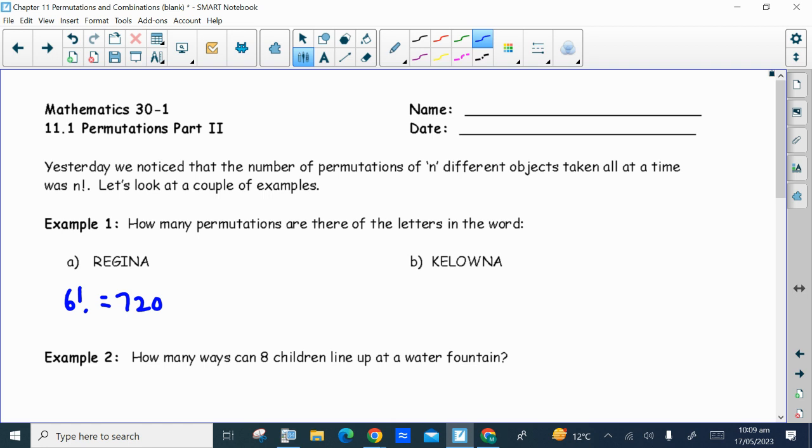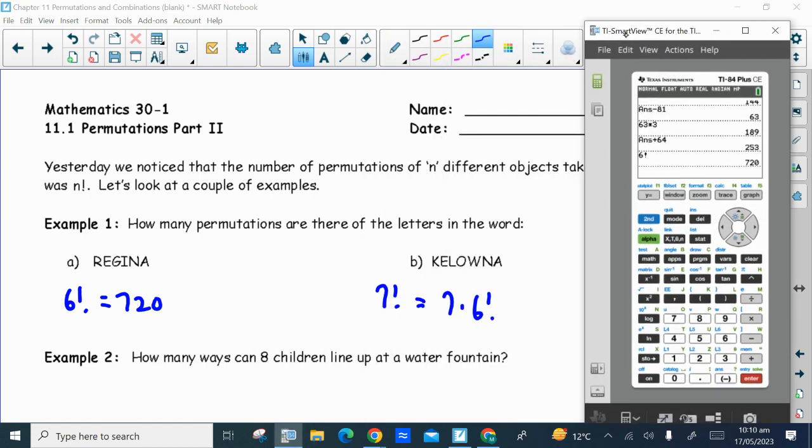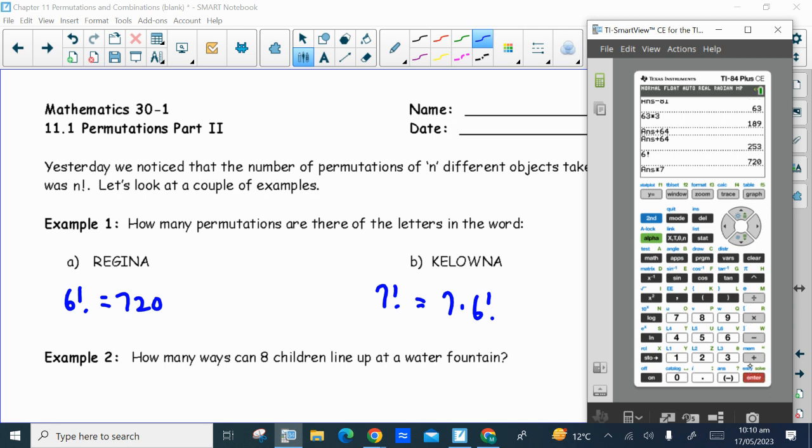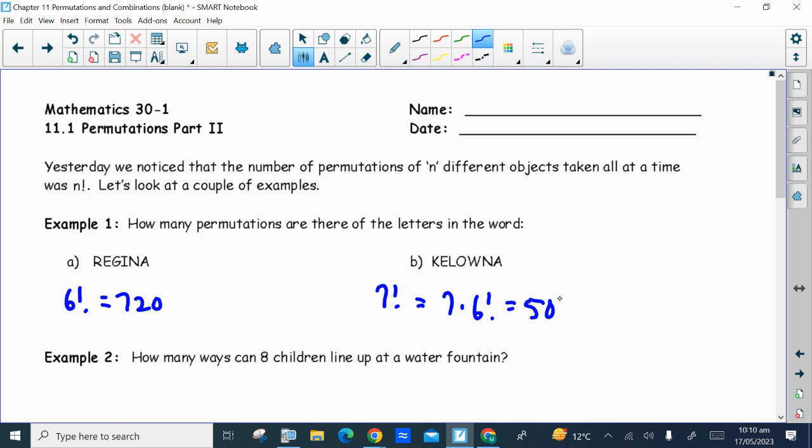The word Kelowna, there are 7 letters there, so that could be 7 factorial, which you could put in your calculator. Or if you wanted to, because we have 6 factorial in our calculator already, 7 factorial is the same as 7 times 6 factorial. 6 factorial is 6 times 5 times 4 times 3 times 2 times 1. If you put a 7 in front of that and go 7 times all of that, that's the same as 7 factorial. So we can just go times 7, our previous answer, and get 5,040, which is the same answer you would get if you just did 7 factorial.